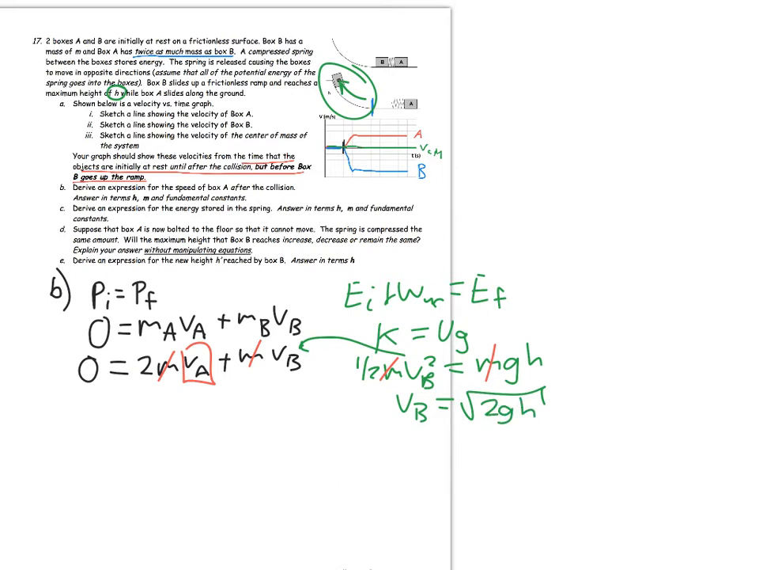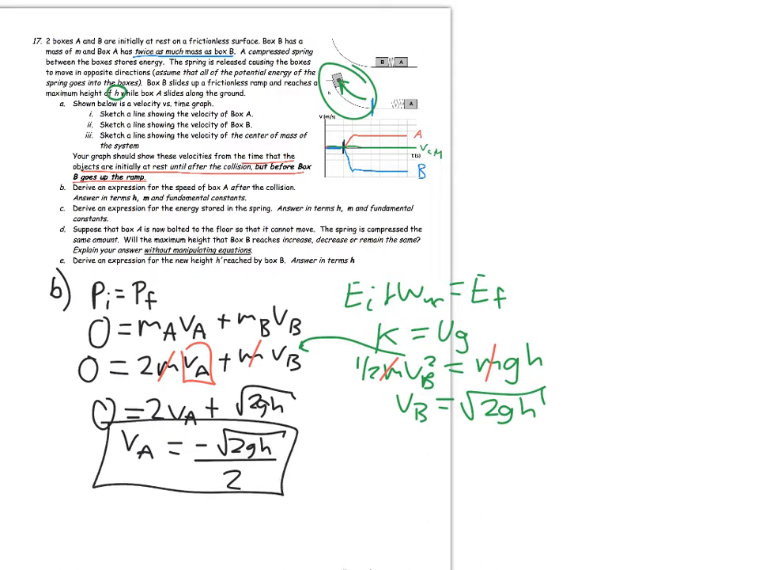So I can plug that back into my momentum equation, and I get that 0 equals 2VA plus the square root of 2gh. And so when I solve for VA, I get that the velocity of box A after the explosion is going to be equal to negative root 2gh over 2. And the negative just indicates that it's in the opposite direction as the velocity of object B.